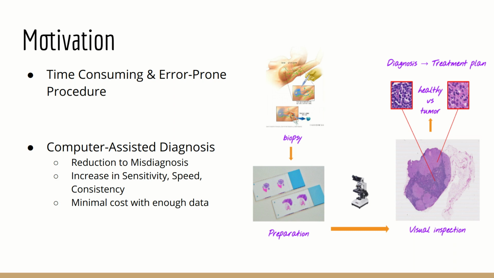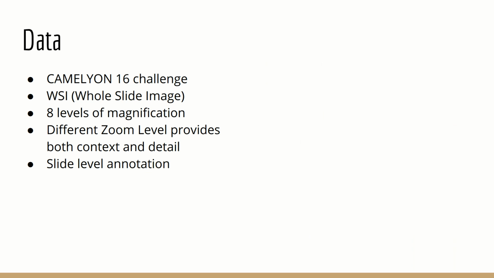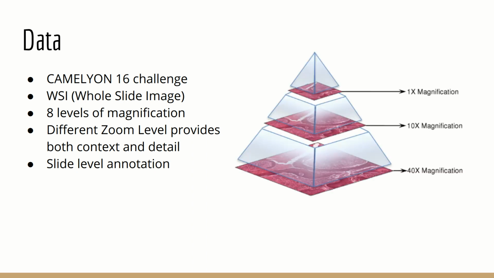The dataset we used for the project comes from the Camelyon16 Challenge, in which there are images of type WSI, known as whole slide images, and there are 8 levels of magnification in each of them, as shown on the right. The different zoom levels provide context and details to our model, which should enhance its prediction performance. Also, there is slide-level annotation, meaning for each image at each level there is a mask indicating which pixels are marked as tumors for ground truth.